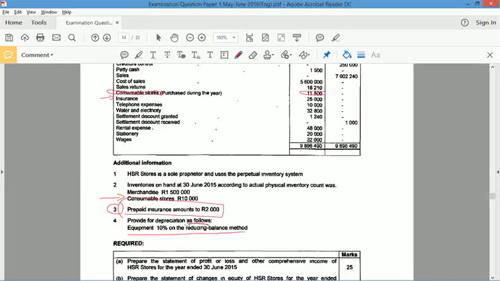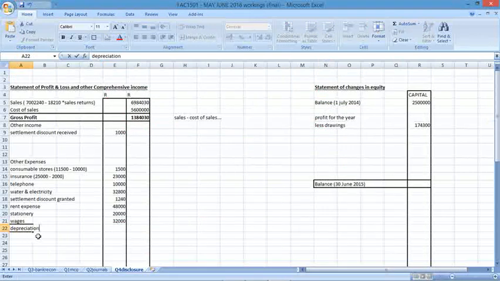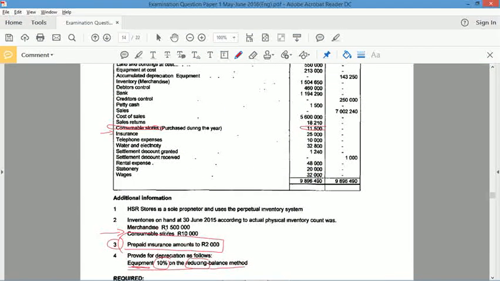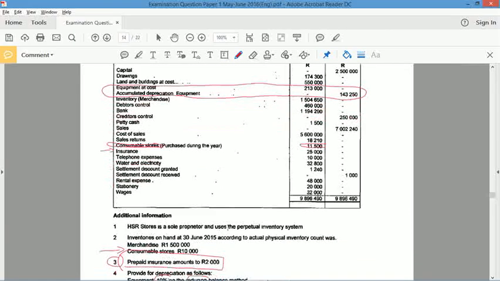Reducing balance method is another word for diminishing balance method. Right, is depreciation an expense? Yes, it is. So depreciation will be disclosed here. We need to show a working because we have to provide for it. So 10% on the diminishing balance, and we're looking at the equipment. Now I need to go back to the question, and I need to look at the equipment cost and the accumulated depreciation.